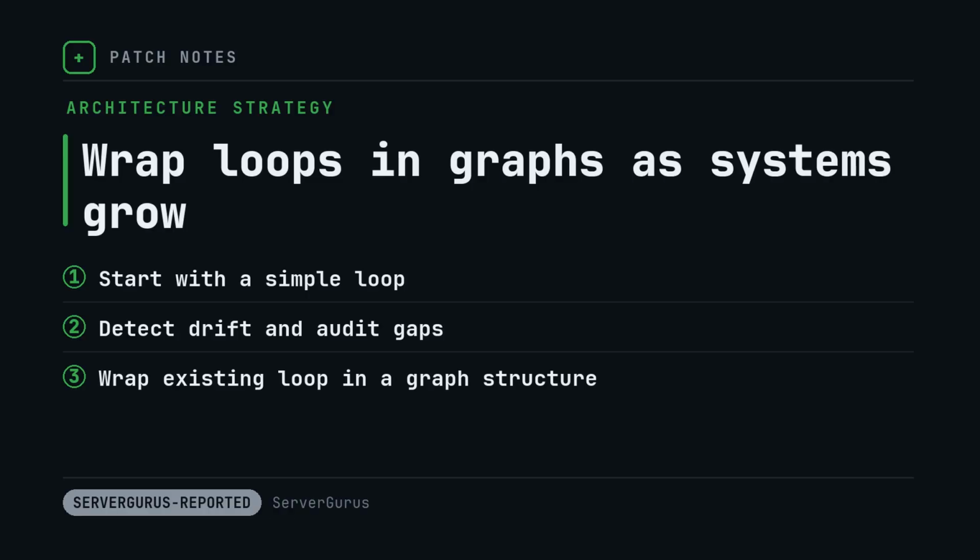Start with a loop, and when drift and audit gaps hit, wrap the working system in a graph instead of rewriting it. The way I see it, graphs won't replace simple loops. They'll just expose how many teams are paying for agent intelligence when all they really needed was a glorified flowchart.